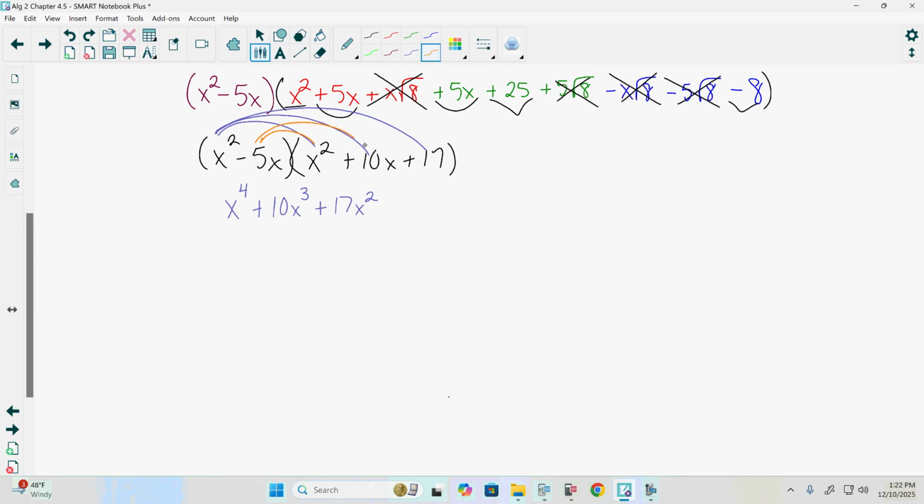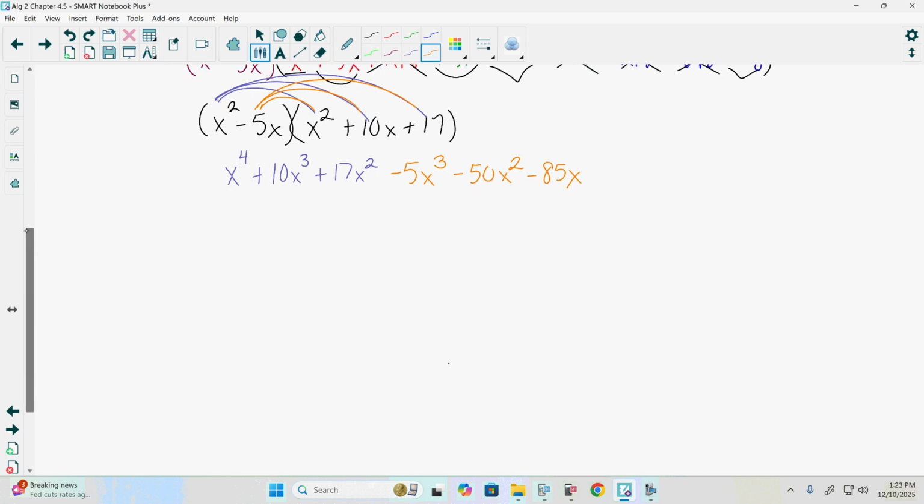And lastly, we can distribute the negative 5. Negative 5 times x squared is negative 5x cubed. Negative 5x times 10x is negative 50x squared. And negative 5x times 17 is going to be negative 85x. Again, the calculation, negative 5 times 17, we can do in the calculator. We don't have to do that by hand.